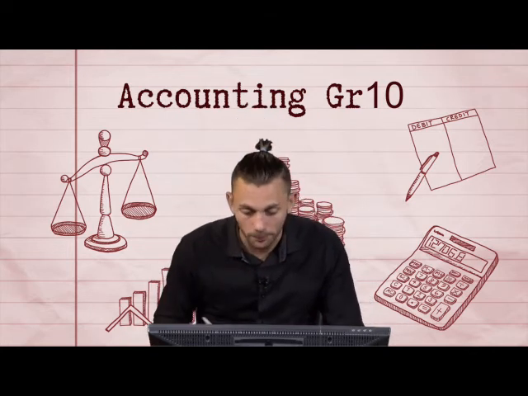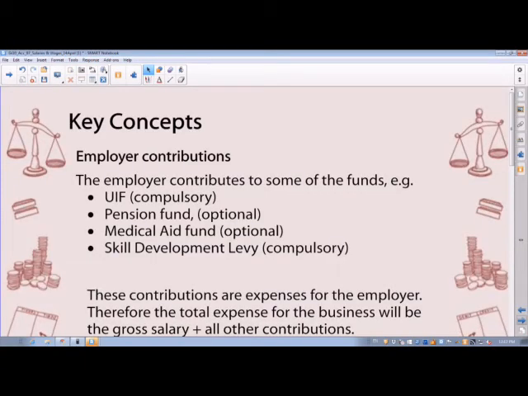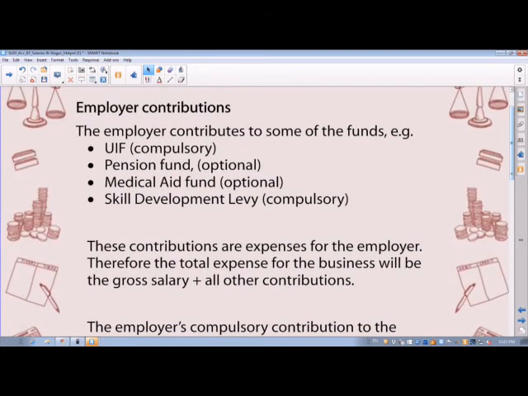But let's continue. The employer contributions. What contributions will we have? The employer can contribute as well to UIF. It's compulsory, they need to. They will contribute to pension fund. That's an optional one. They don't need to, but they can. We have a medical aid fund contribution. That's also optional. They don't need to contribute. But then the skills development levy, or SDL, as we call it in accounting, that's also a compulsory contribution from the employer. But remember, the employee is not getting this contribution.